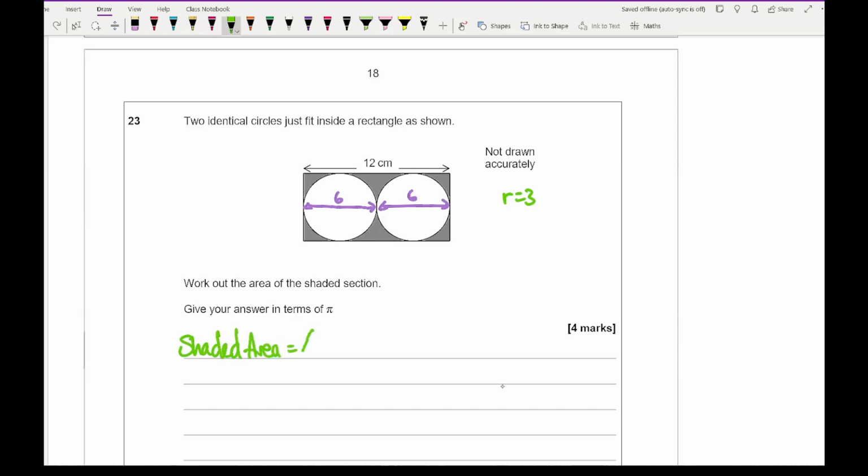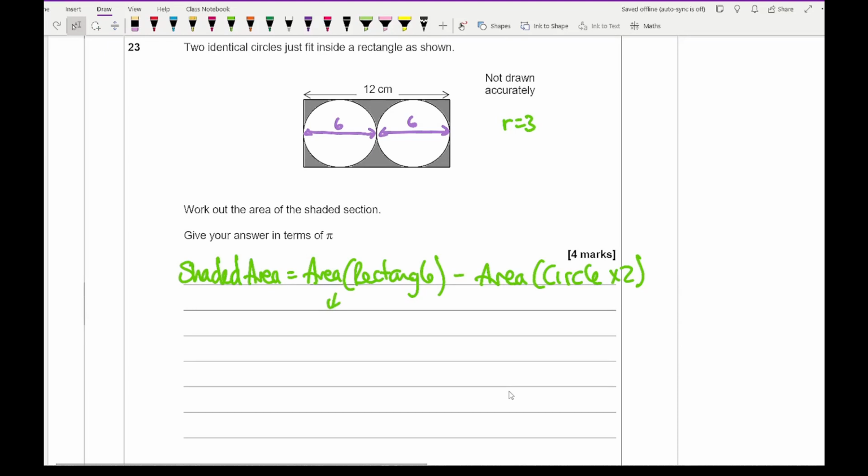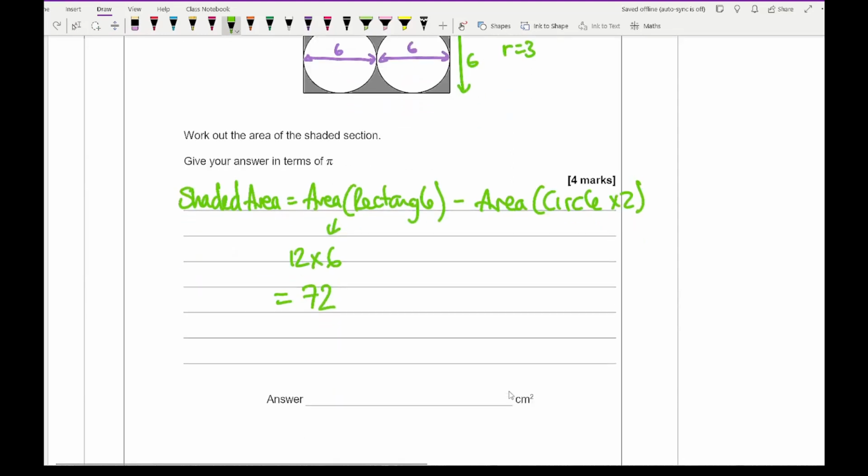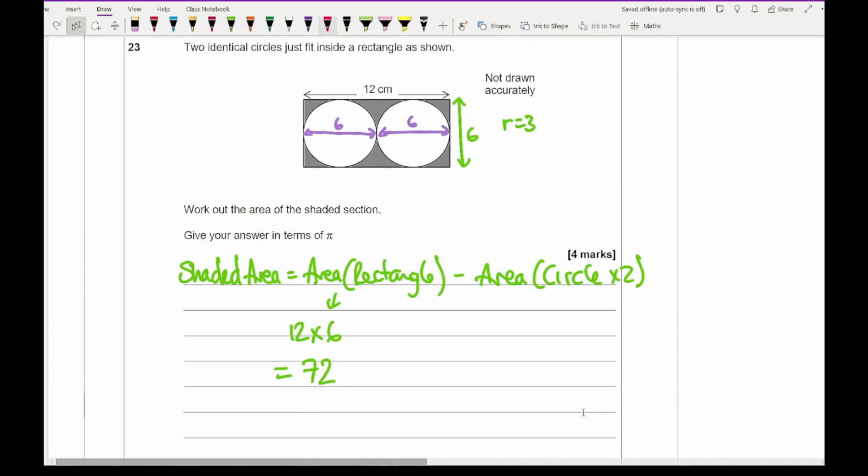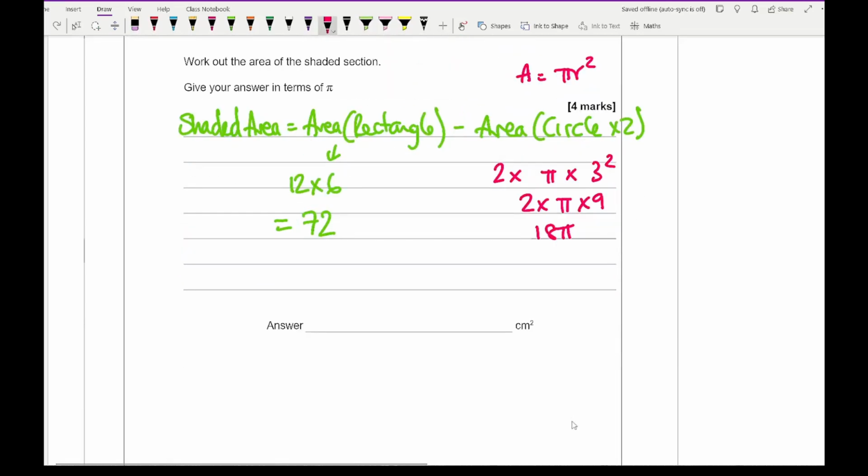is always the area of the big shape, so let me just get rid of that bracket. So it's the area of the rectangle minus the area of the circle times 2. So the area of the rectangle is going to be, well, this distance here is going to be 6 as well. So that's 12 times 6, which is 72. And the area of the circle is using pi r squared, and r is 3. So it's going to be 2 times pi times 3 squared. So that's 2 times pi times 9, which gives me an answer of 18 pi. So then the total shaded area is going to be 72 take away 18 pi.